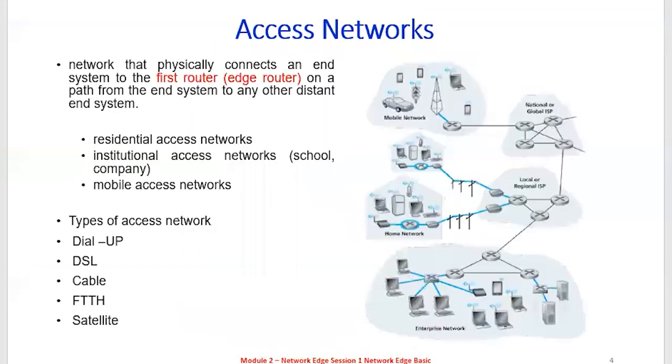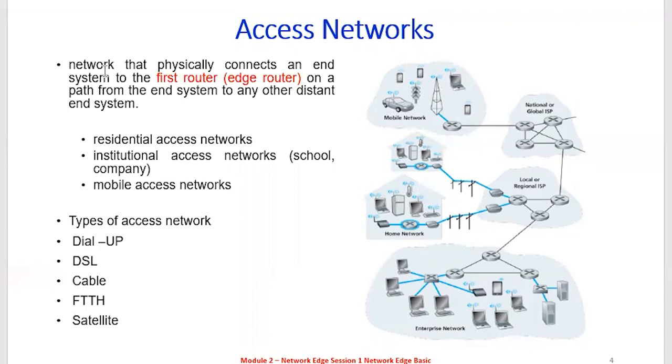The network edge is made possible by means of the access network. This segment is called the access network and this segment is called the core network. So what is an edge router? It is the router on the network that physically connects an end system to the first router. For example, in this mobile network, this is your first router, or the edge router, on the path from the end system to any other end system. So from this end system, if you want a connection to that end system, it has to go through this.